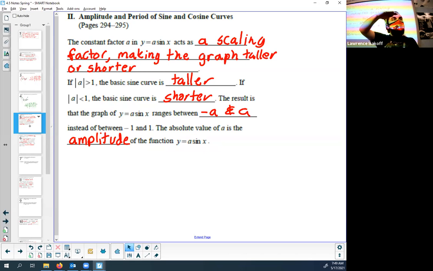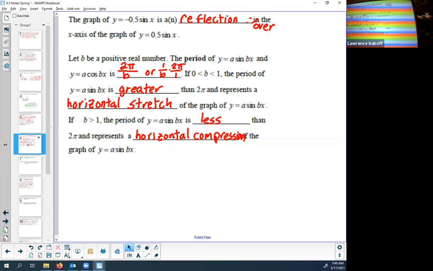So by default, this has an amplitude of 1 because at my base, I'm at 0, then I go up or down to -1 or +1. And that's my amplitude. So if I put a 4 in front of it, my amplitude's now 4. So the graph -0.5 sine of x reflects over the x-axis compared to the other graph.